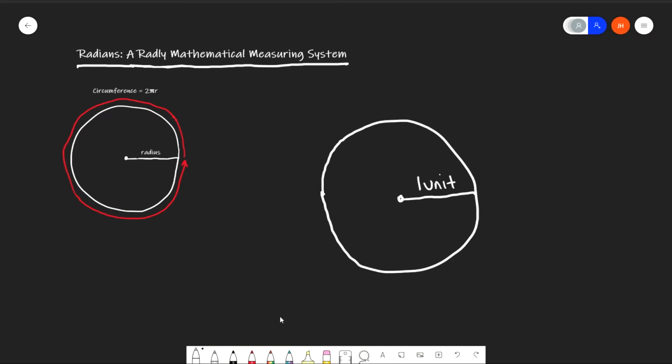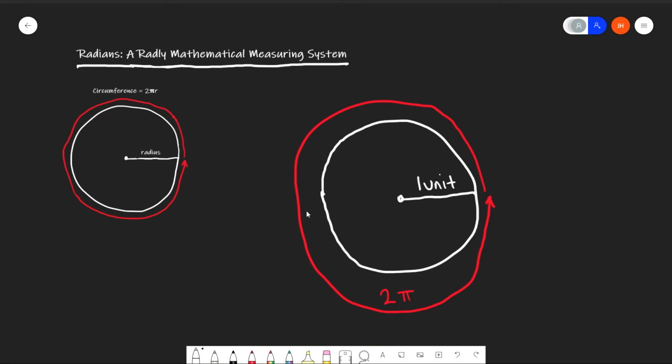And the circumference of this circle, the distance all the way around it, would be equal to 2 pi times its radius. Its radius is 1, so the circumference is 2 pi. It's 2 pi units around the unit circle, right?